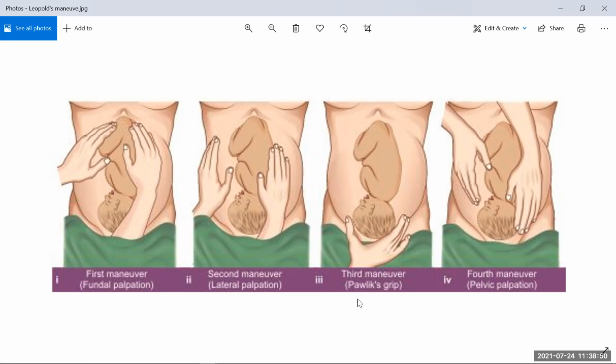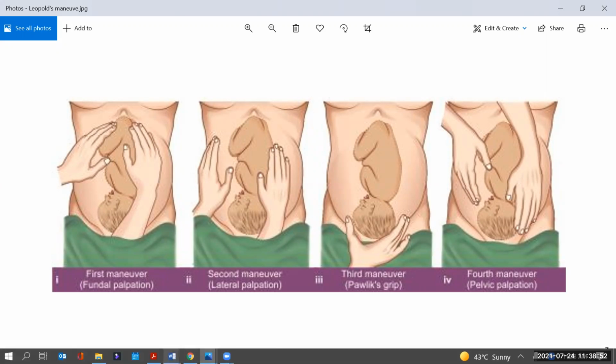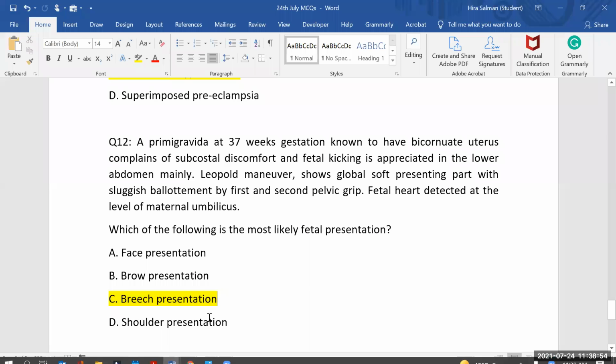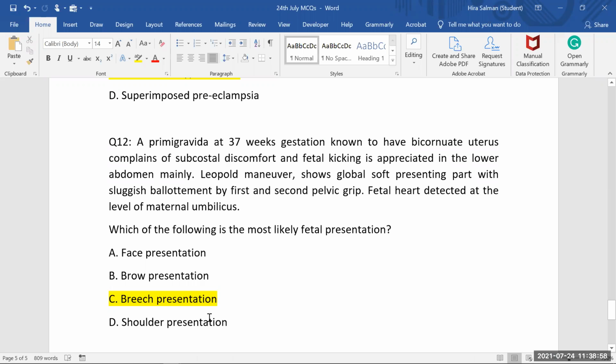So here in this question, they are emphasizing more on the grips in the patient. With the first and second grip, you are having this bottom part of the baby which is moving in between two hands. And of course, you have a clue that kicking is there in the lower abdomen. You have a clue.